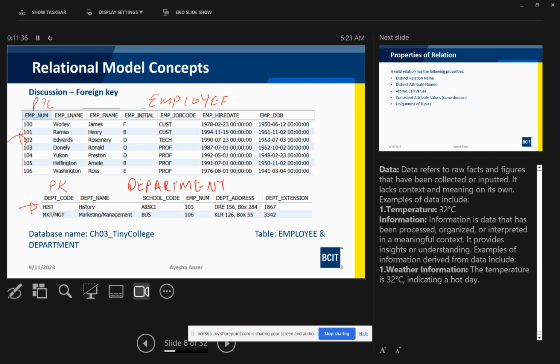How can we do it? The primary key in one table will become a key in another table, and we call it a foreign key. There are certain characteristics of foreign keys. These can be duplicated and can be null also, which is the opposite of primary keys.